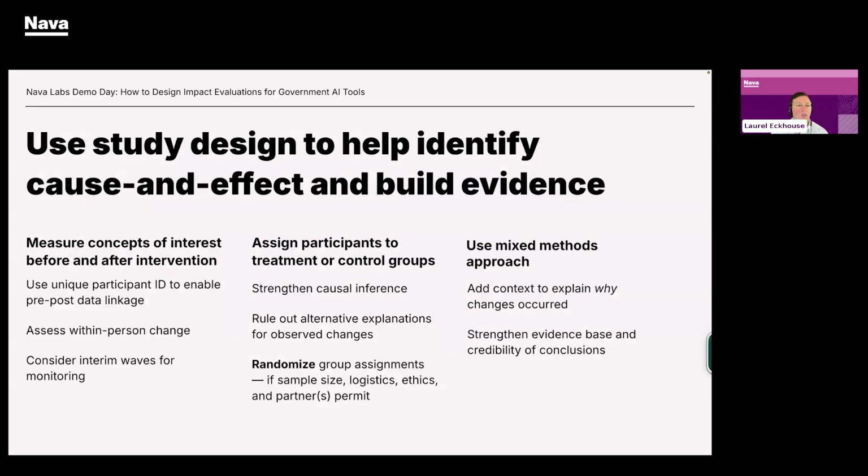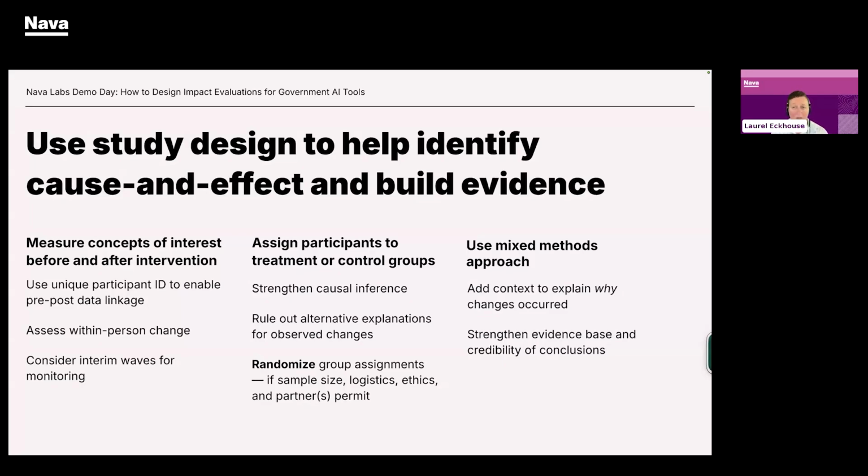All right. So just to review, how we use study design to help identify cause and effect and build evidence. So the first thing to think about is measuring the concepts of interest before and after intervention. In that case, you always want to use unique participant identification to enable pre and post data linkage so you can look at the same person before and after. You want to assess within-person change and then consider interim waves for monitoring.